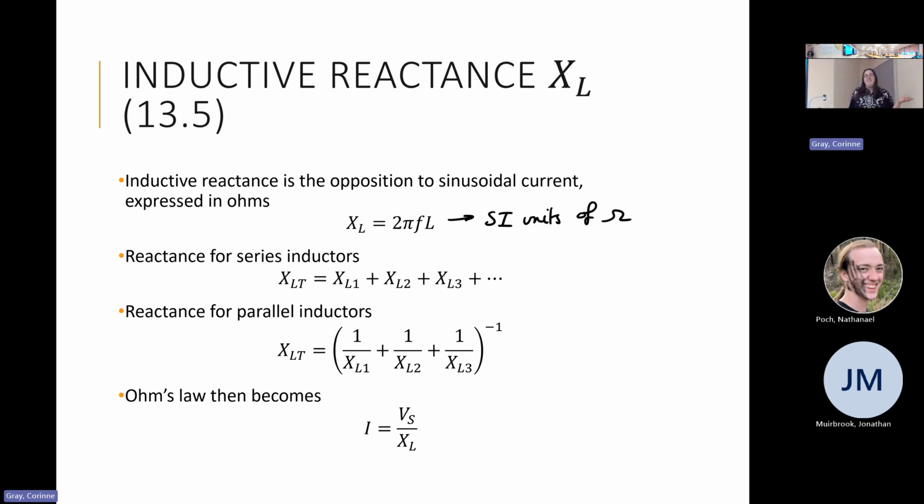And we get another version of Ohm's law. Here we have the S. So again, that's going to be the source. Because it's AC, that can be peak to peak. It can be RMS, with peak and average. So peak to peak, peak, and RMS will be the most common ones that we see, divided by the total reactance of our inductor.